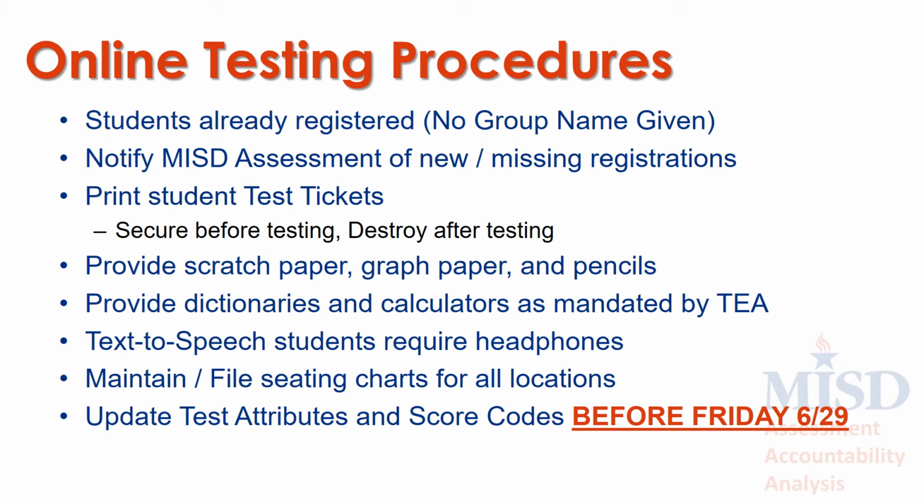Remember to provide additional supplies discussed earlier, like dictionaries and calculators, and to maintain accurate seating charts. Use the ETS website to update test attributes and score codes if necessary. Be sure to make these updates before Friday, June 29th.